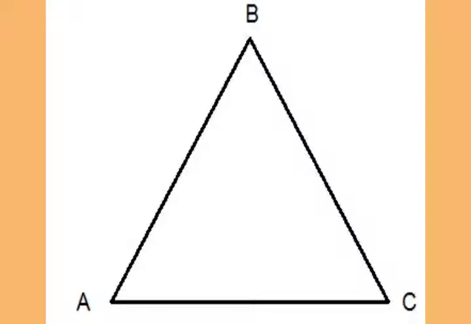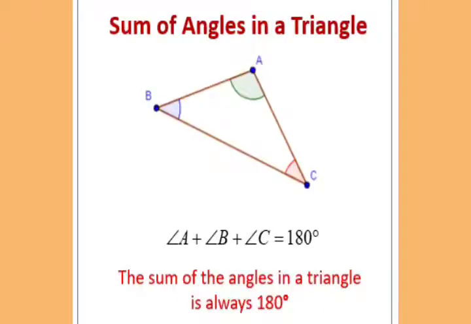Now next is the interior angles. In triangle ABC, the angles BAC, ABC and ACB are called its interior angles. The sum of interior angles of a triangle is always 180 degrees. So from the figure you can see angle A plus angle B plus angle C is equal to 180 degrees.